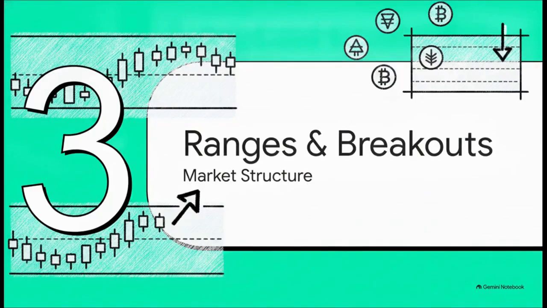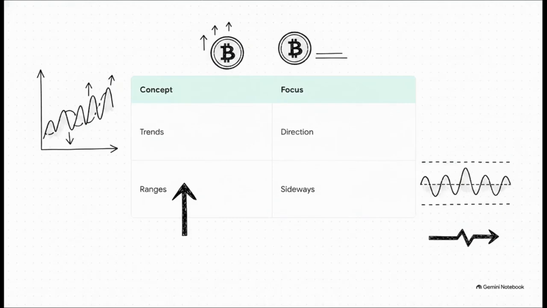All right, let's look at section 3, ranges and breakouts. This is where we transition into what happens when the market suddenly stops trending and starts moving sideways in a bit of a holding pattern. Because sometimes the market just has to take a breather.